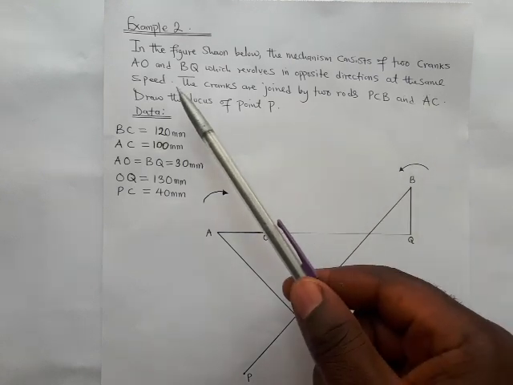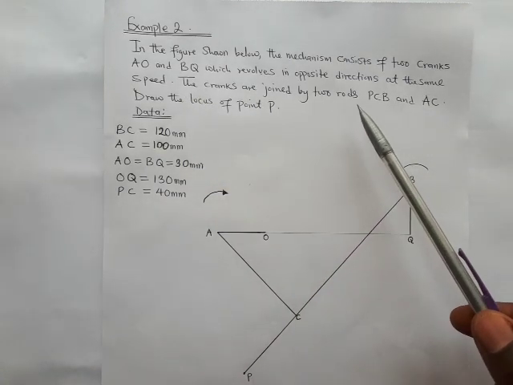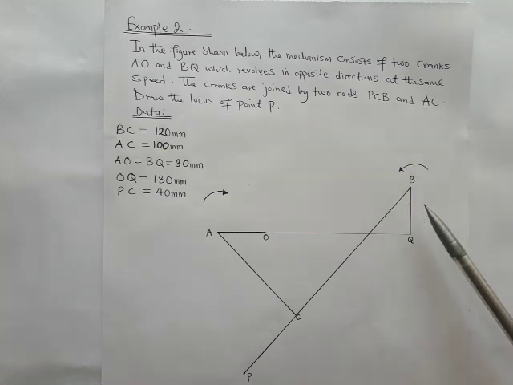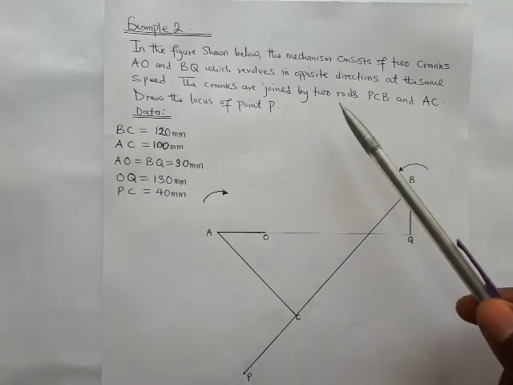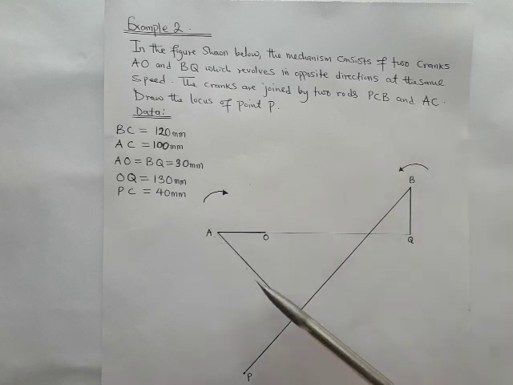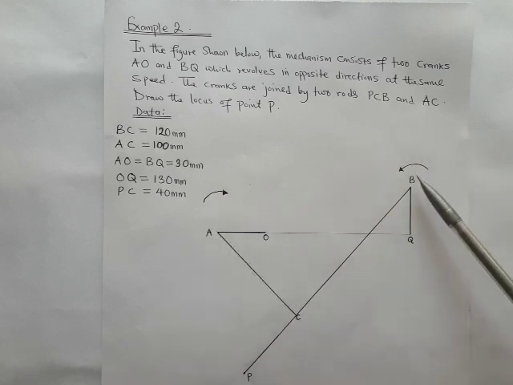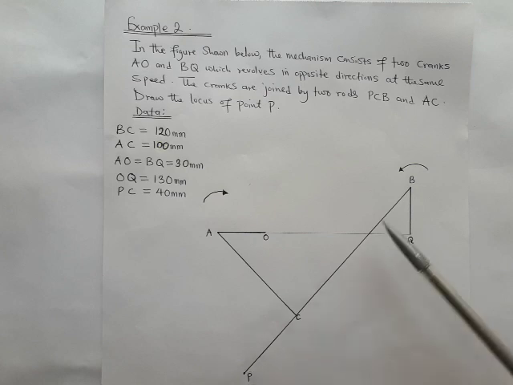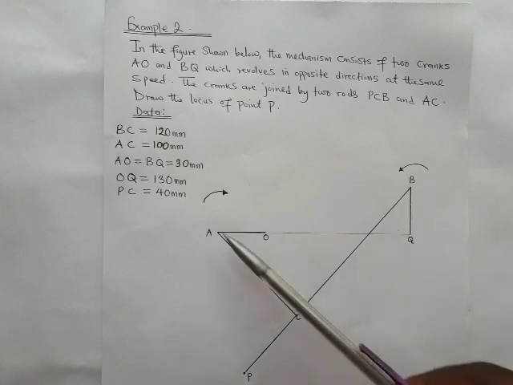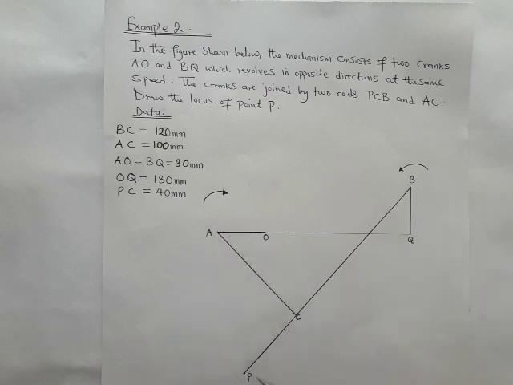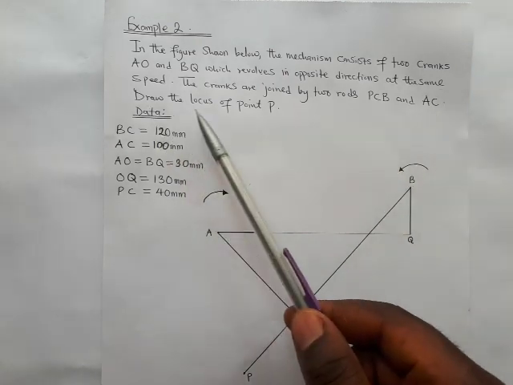So the cranks are joined by two rods: a rod PCB, and another rod AC. So AC is joined to BP, or PB if you like, at the point C. So these two rods are connected at this point. Now draw the locus of the point P.